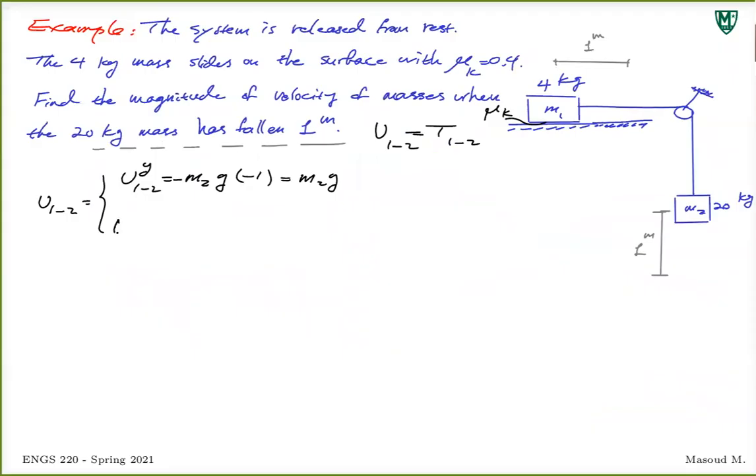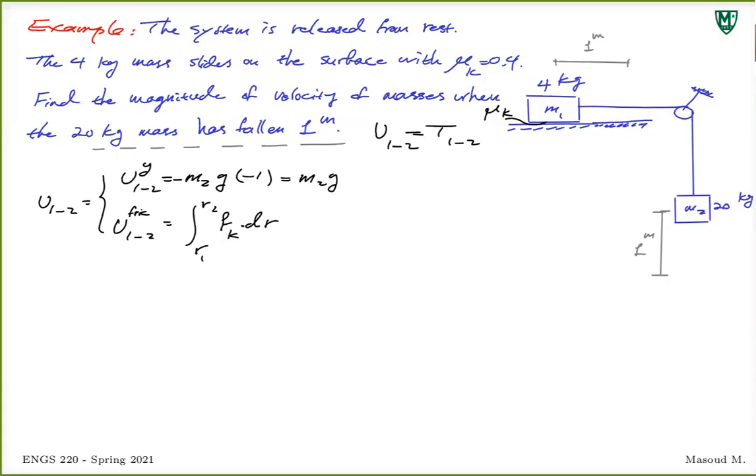So U from 1 to 2 for friction, I'll just put it that way to distinguish that, is the integral from position 1, R1, to R2. In this case, I only deal with the force, the friction force. So I'm going to put friction force Fk dot dr.